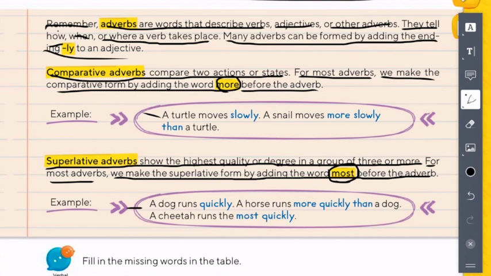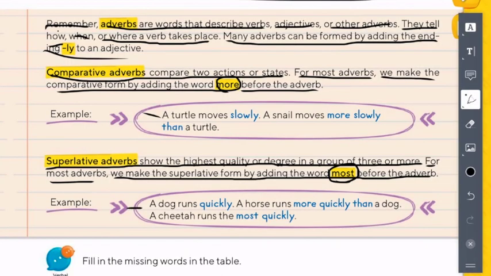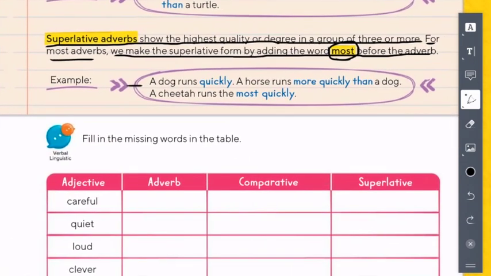Okay? Basically, this sentence is telling you the dog runs quickly, all right? But the horse runs more quickly than the dog. That is a comparative. And then a cheetah runs the most quickly. That is a superlative. The cheetah is the fastest, okay? And how do we use superlative with adverbs? Well, the cheetah runs the most quickly. Easy. Let's read the instruction.